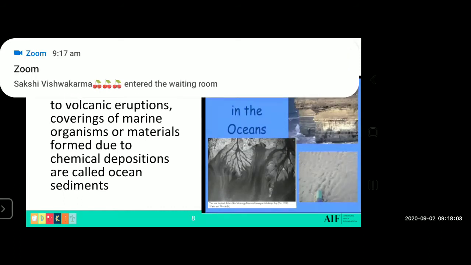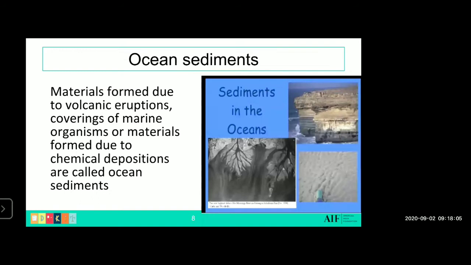Now let's see these oceanic sediments. You can see some of these stones over here. These are called oceanic sediments. Materials formed due to volcanic eruptions, coverings of marine organisms, or materials formed due to chemical depositions are called ocean sediments. So, materials formed due to volcanic eruptions.